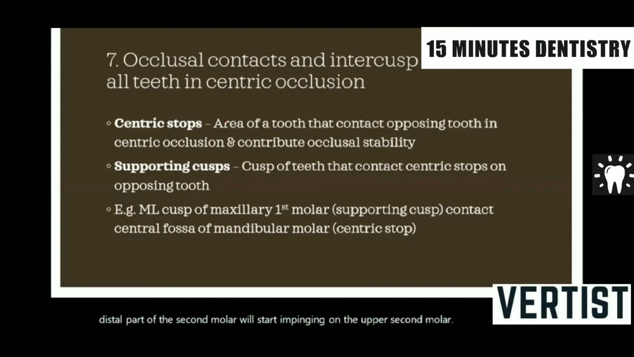Now, occlusal contacts and intercuspal relationship in centric occlusion. I will describe a few terms like the centric stops or supporting cusp. Centric stops are those contact areas between the opposing teeth in centric occlusion, which are very important. As I told you, there are around 138 centric stops, which are important for making the occlusion stable. Supporting cusps are the cusps of teeth that contact the centric stops on the opposing teeth. For example, the mesiolingual cusp of the maxillary first molar contacts the central fossa of the mandibular molar.